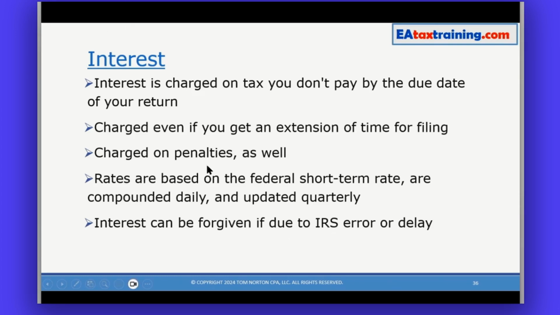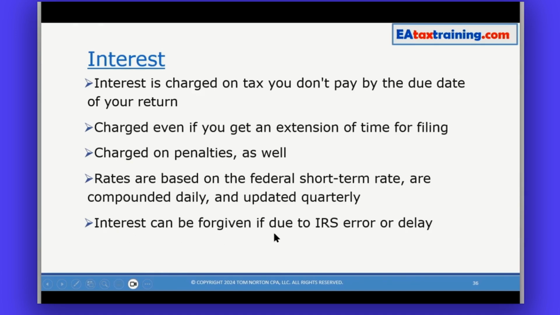So you're going to want to know this for the exam. They're going to probably ask you the interest rates compound: A, annually; B, quarterly; C, monthly; D, daily, or something like that. They compound daily. They are updated quarterly, so they're posted on the IRS's website each quarter. They're based on the federal short-term rate.